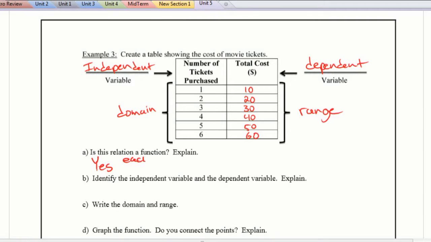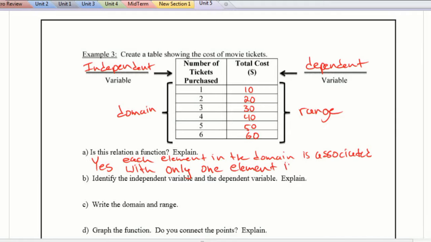So each, we'll call it element, in the domain is associated with only one element in the range. So I'm not giving you 2 values for any one thing.